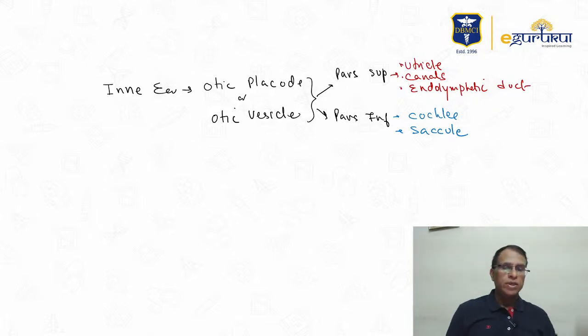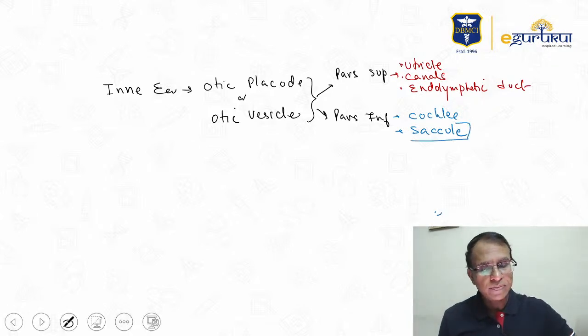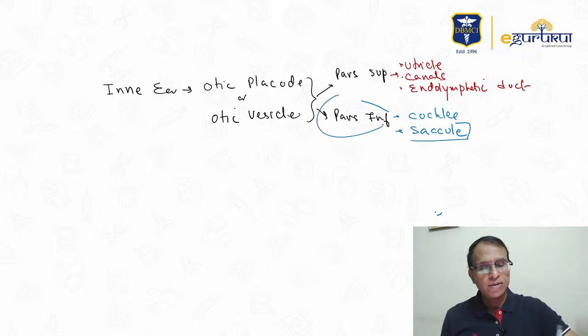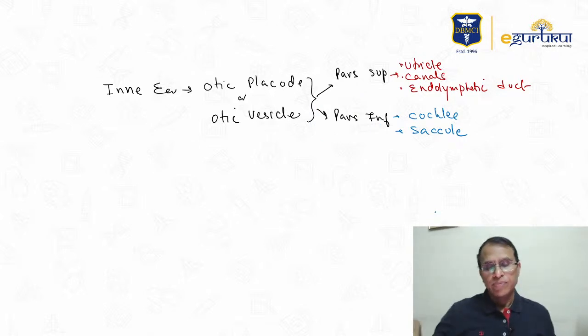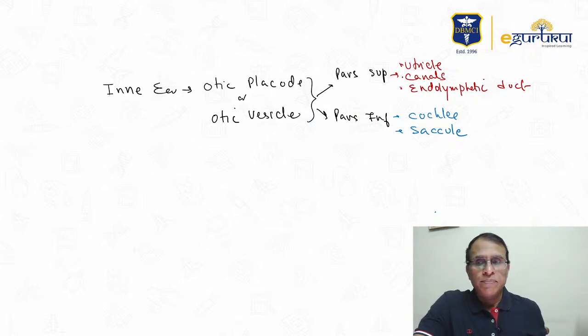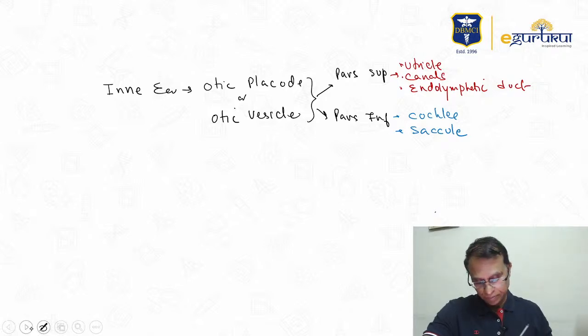So clearly, the saccule develops from pars inferior, isn't it? So easy. This was the basic question, and like I said, saccus anterior and saccus posterior do not develop into these parts. They are middle ear structures. They are not in the inner ear. This is about the inner ear. Next question.